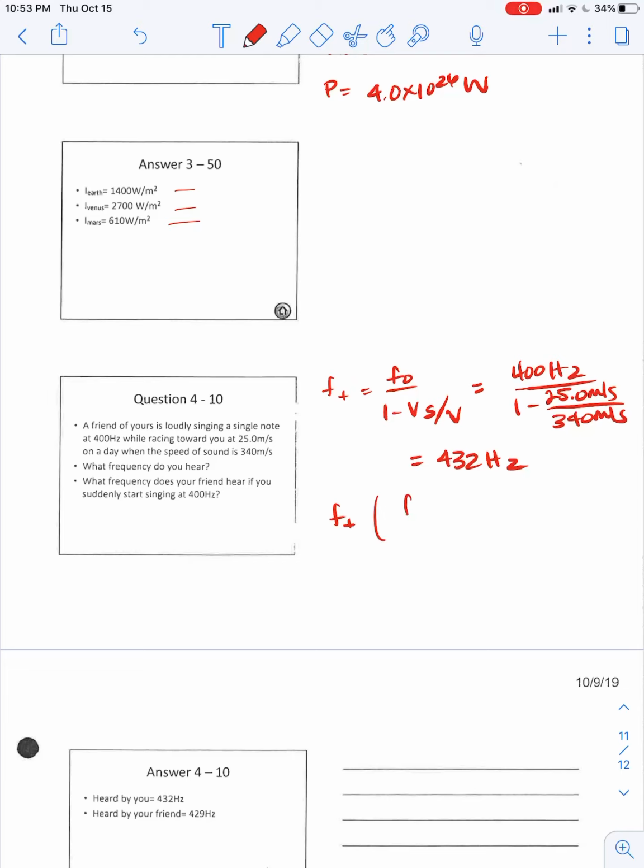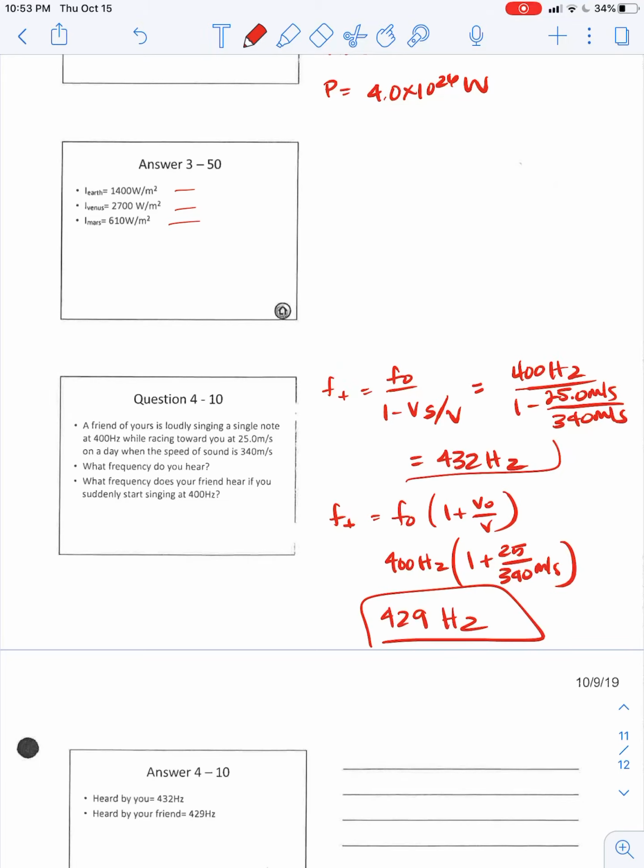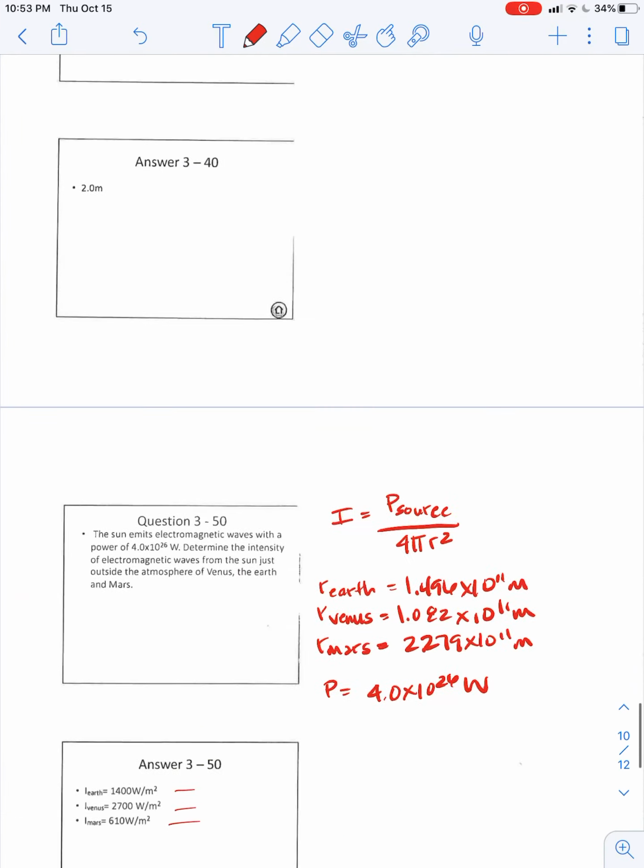And then if you start singing, whoops, I wrote that a little bit wrong. So you end up using this equation whenever you start to sing. So you end up with 429 hertz for that one.